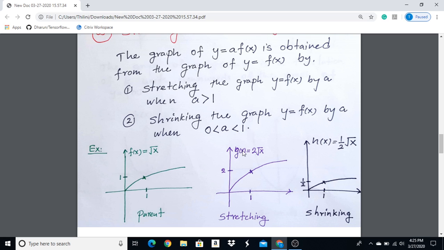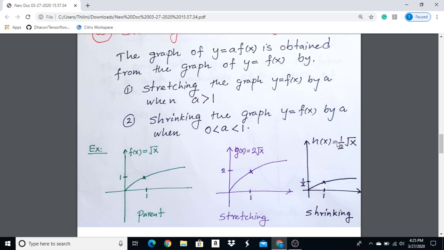The new function g(x) is defined to be 2 times the square root of x. This 2 is the one that is doing the stretching. So a equals 2, which is bigger than 1, so it is a stretching transformation. You can see that this graph is a little above the original. If you plug in 1 to this function, now it is not 1, it should be 2, because we are multiplying by 2. So it is a stretching.